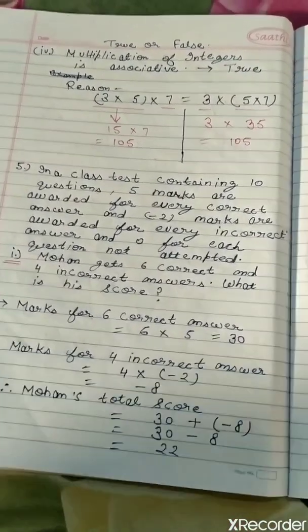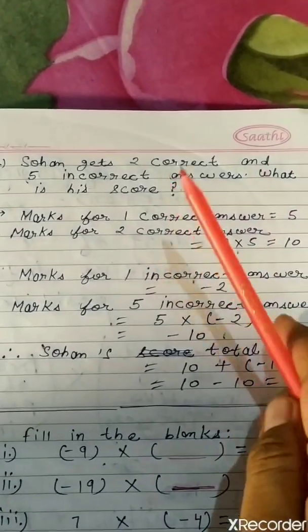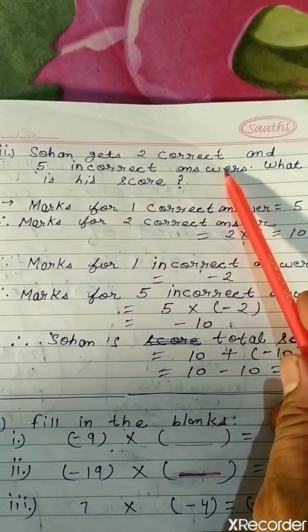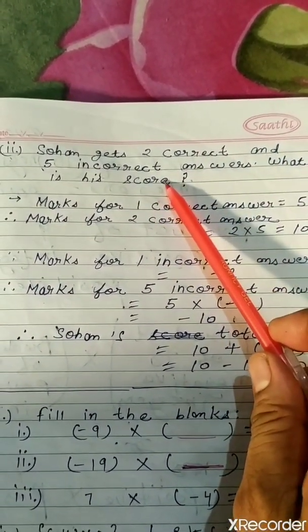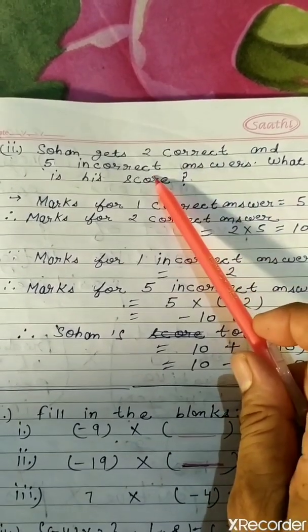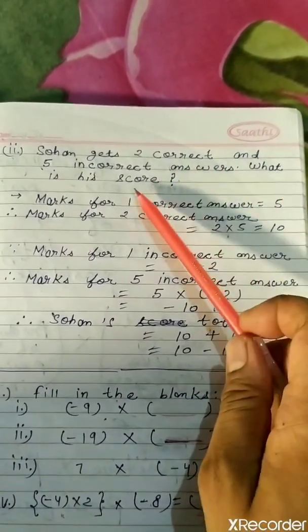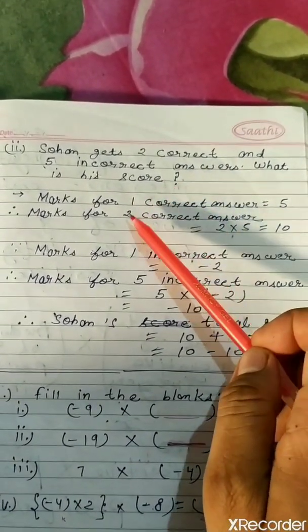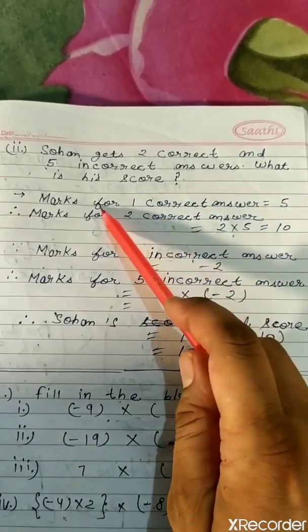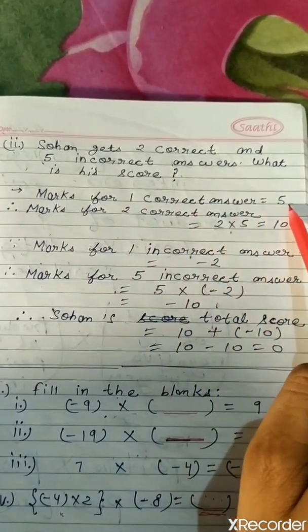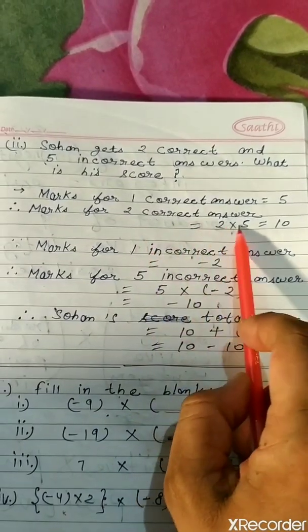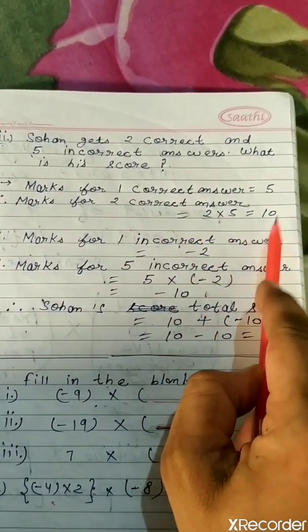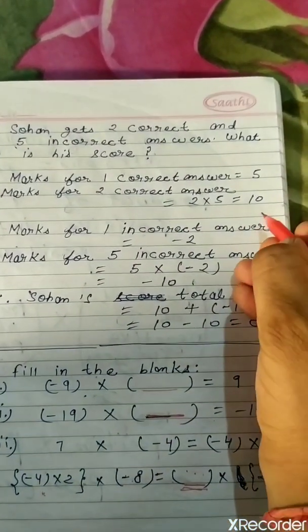One more question based on this. Sohan gets 2 correct and 5 incorrect answers. What is his total score? Again, marks for 1 correct answer is 5. Then marks for 2 correct answers will be 2 into 5, 10. That will be 10.